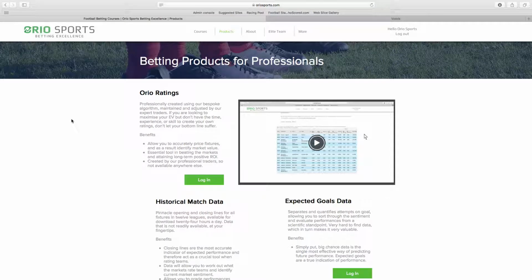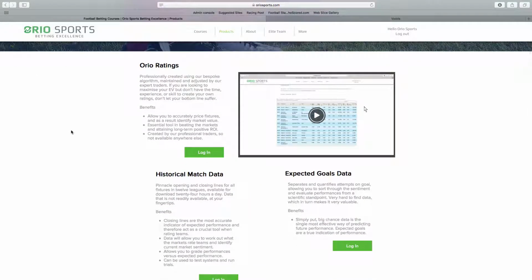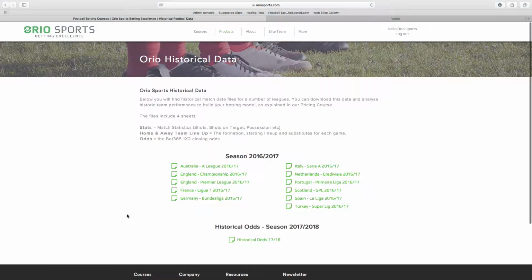So one of the services we provide for our members is historical data. Now there's three different types of data that we provide. The historical match data, which contains match stats, team lineups and starting odds. We've got our expected goals data, which contains expected goals figures for each match and big chance data. We also provide a historical odds data as well.